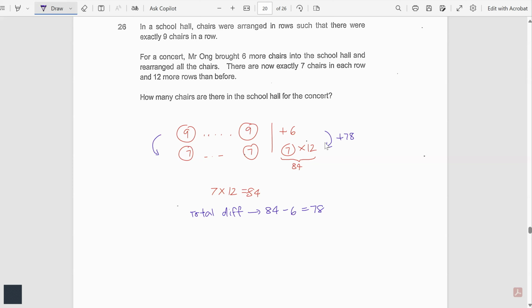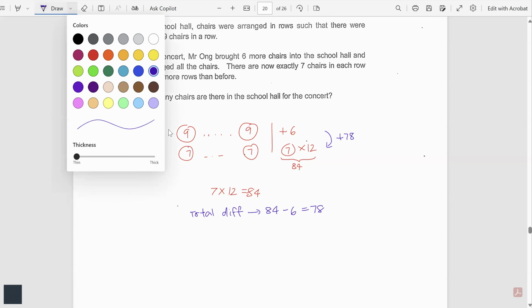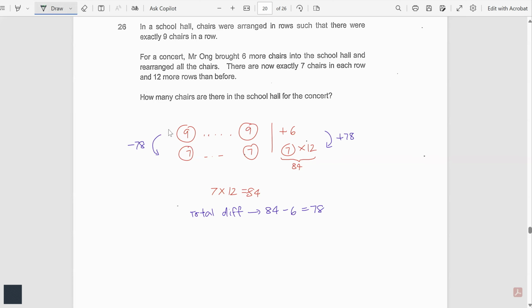So here, I'm minus 78 to go down. It must balance on the right side. If there is a plus 78, then the left side must be minus 78. It must balance out because the total is supposed to be the same on top and below. Then next, we look at each row. Each row decreases by 2. Right, so 9 minus 7 is 2.